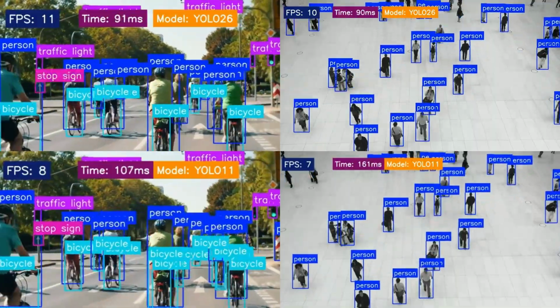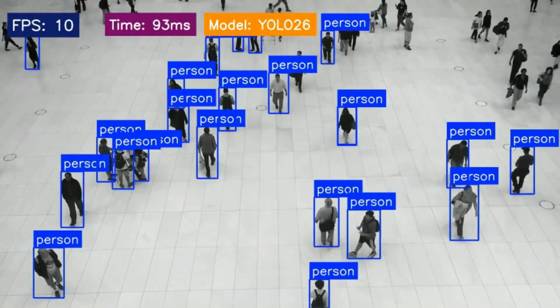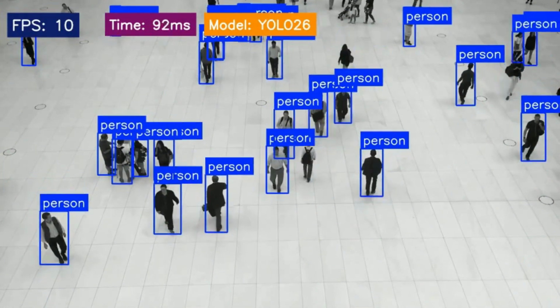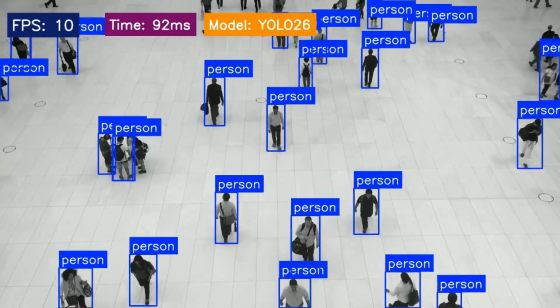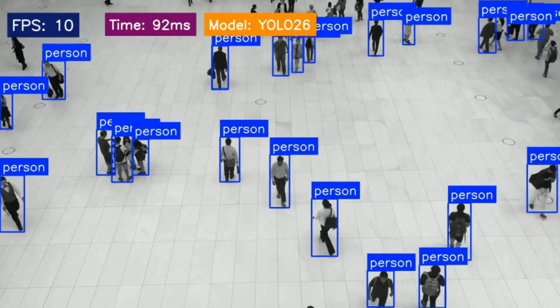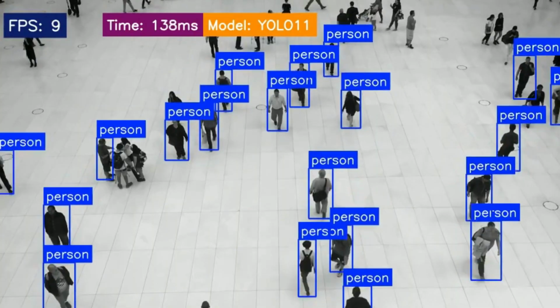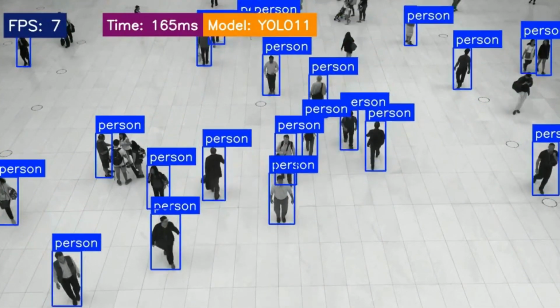You can see I am doing a comparison of the YOLO26 nano model with the YOLO11 nano model, and I am doing testing on two different videos in the same environment. And you can see the FPS score, and over here, with the help of the YOLO26 model, we are getting a faster FPS score than the YOLO11 models.